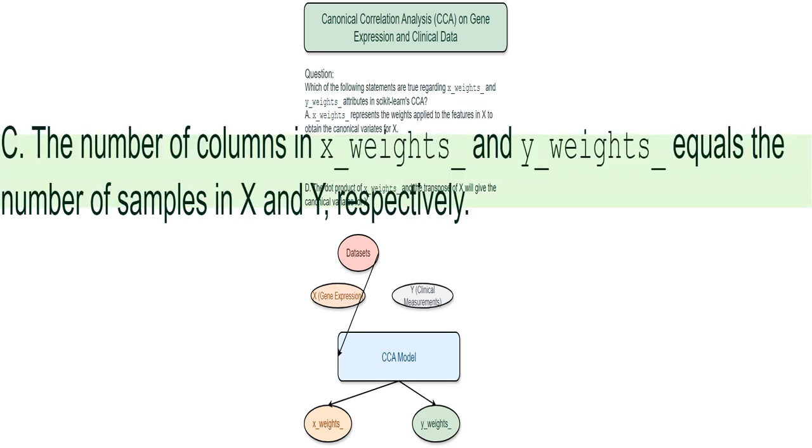This is incorrect. The number of columns in X_weights_ corresponds to the number of features in dataset X, and similarly, the number of columns in Y_weights_ corresponds to the number of features in dataset Y. The number of rows would relate to the number of canonical components.